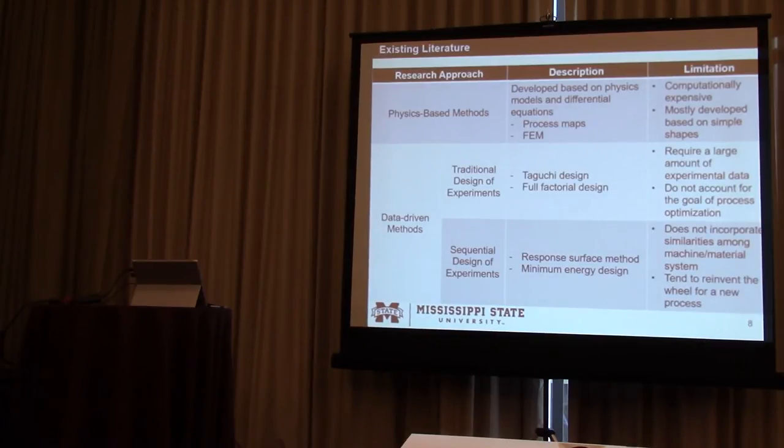The second category of methods is data-driven methodologies, as opposed to physics-based methods. Under this category, we have traditional design of experiments like full factorial design. Most of these methodologies typically require a large number of experimental data because they can't account for the purpose of optimization. Another subcategory is sequential design of experiments methodologies, like minimum energy design developed by Dr. Dasgupta. Most of these methodologies cannot directly incorporate prior information and similarities among the systems. So when the experimental condition changes, we have to begin from scratch.